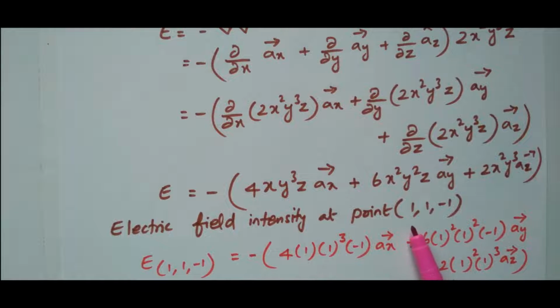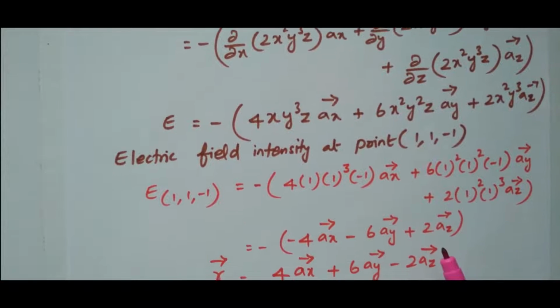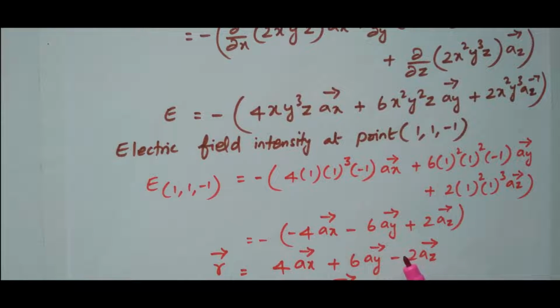Now the point is given: 1 comma 1 comma minus 1. So we can substitute this point so that we'll get the unit vector. E at 1 comma 1 comma minus 1: we need to substitute x as 1, y equal to 1 and z equal to minus 1. So 4 into x is 1, then y cube, 1 cube, z is minus 1 into ax. Similarly 6, x square is 1, y square 1, z minus 1. Into 2 into x square y cube, here z is not available. Only here and here z is available.